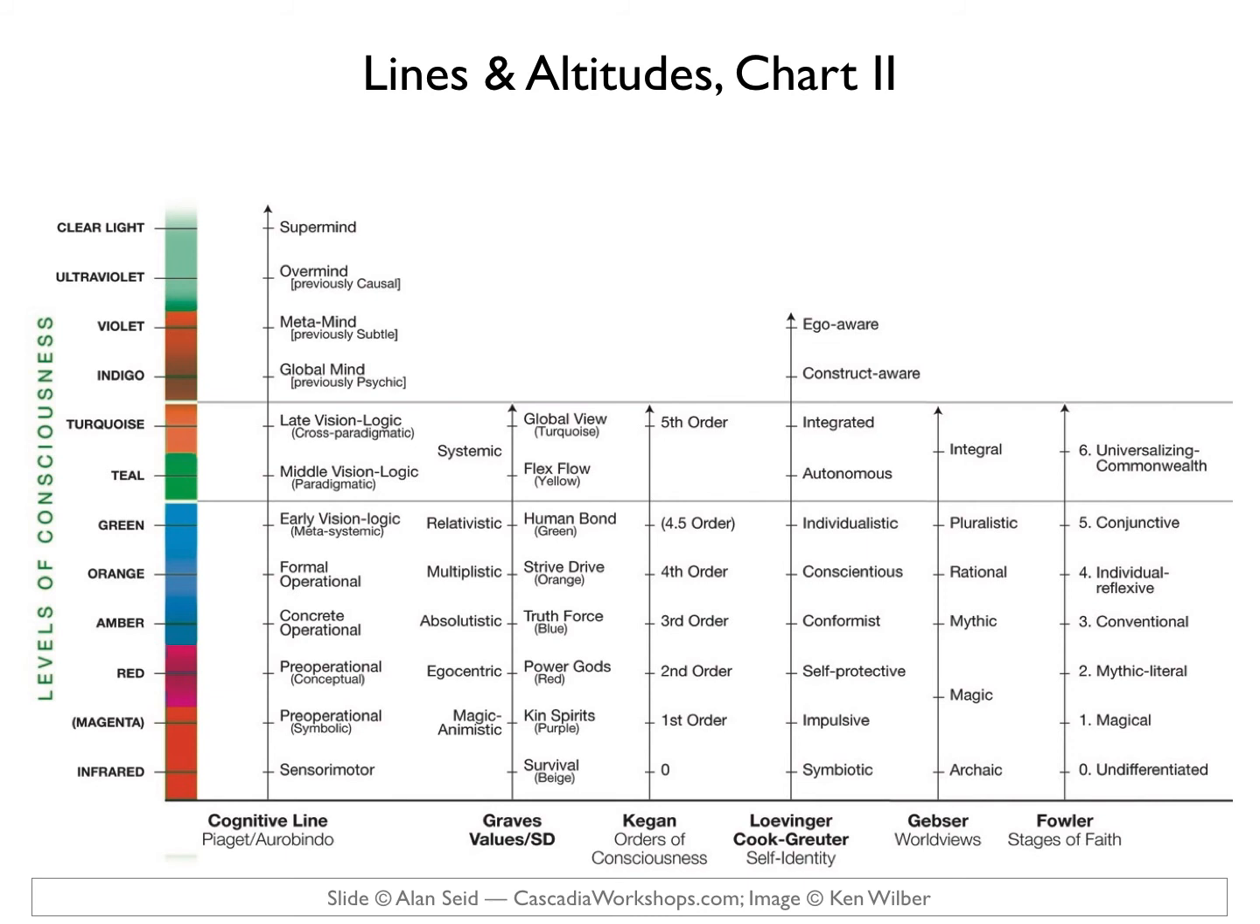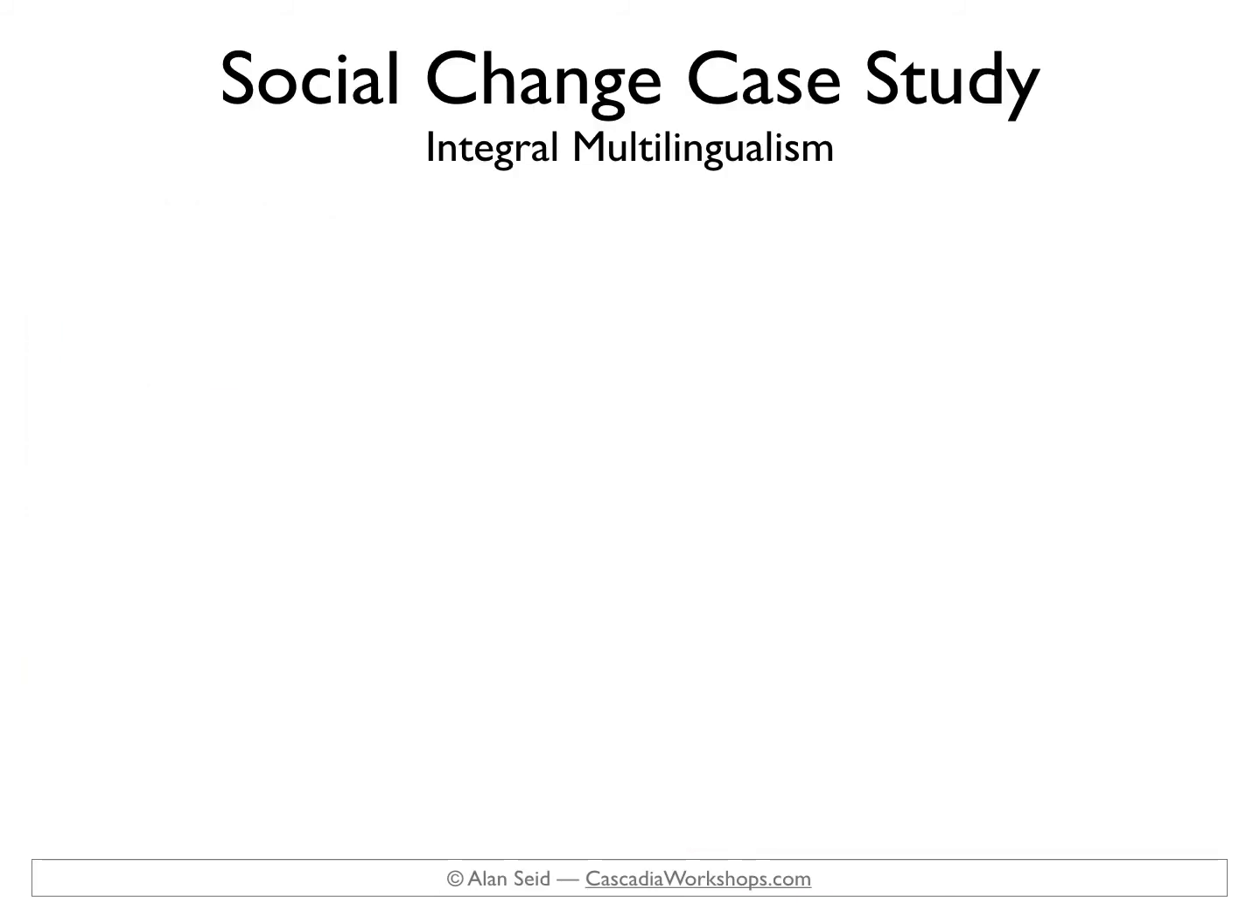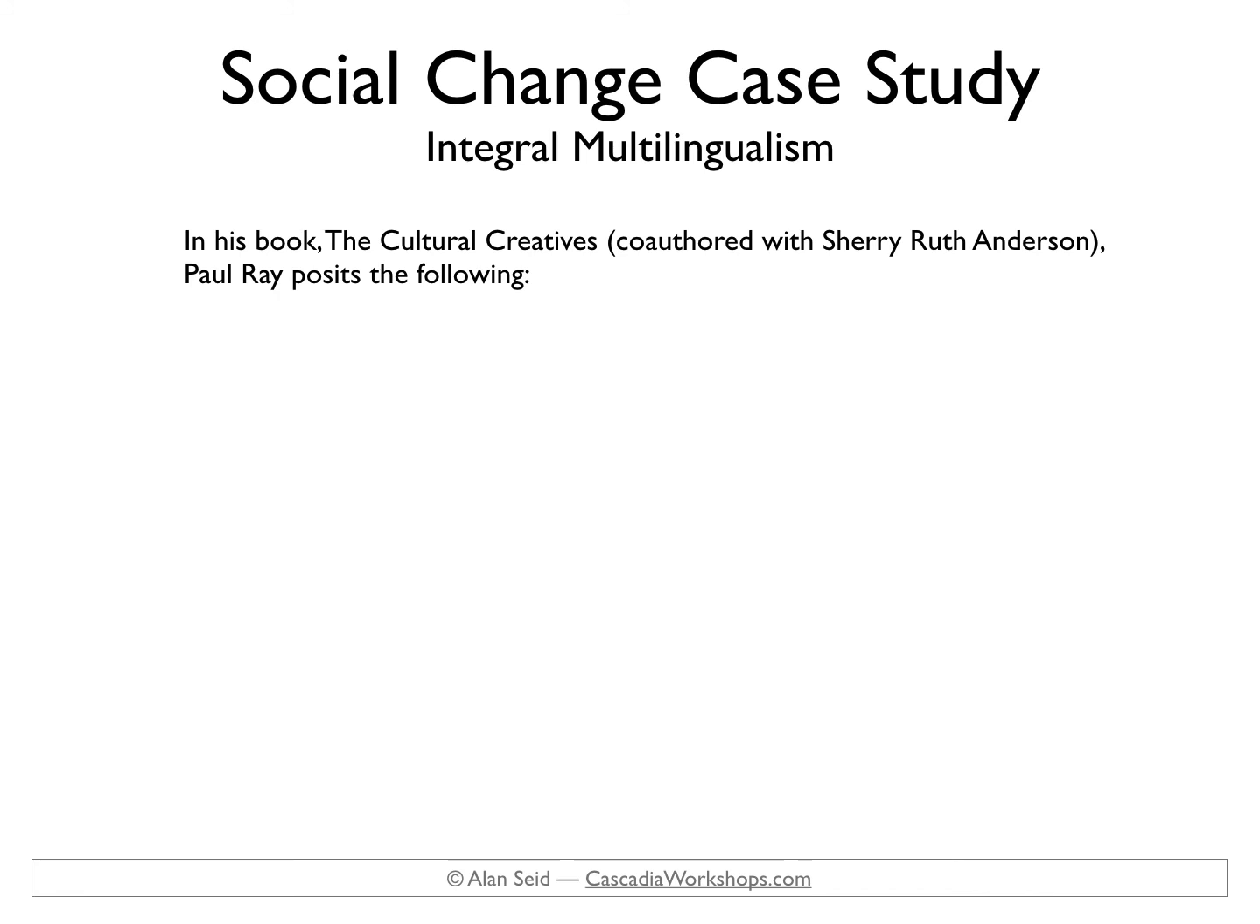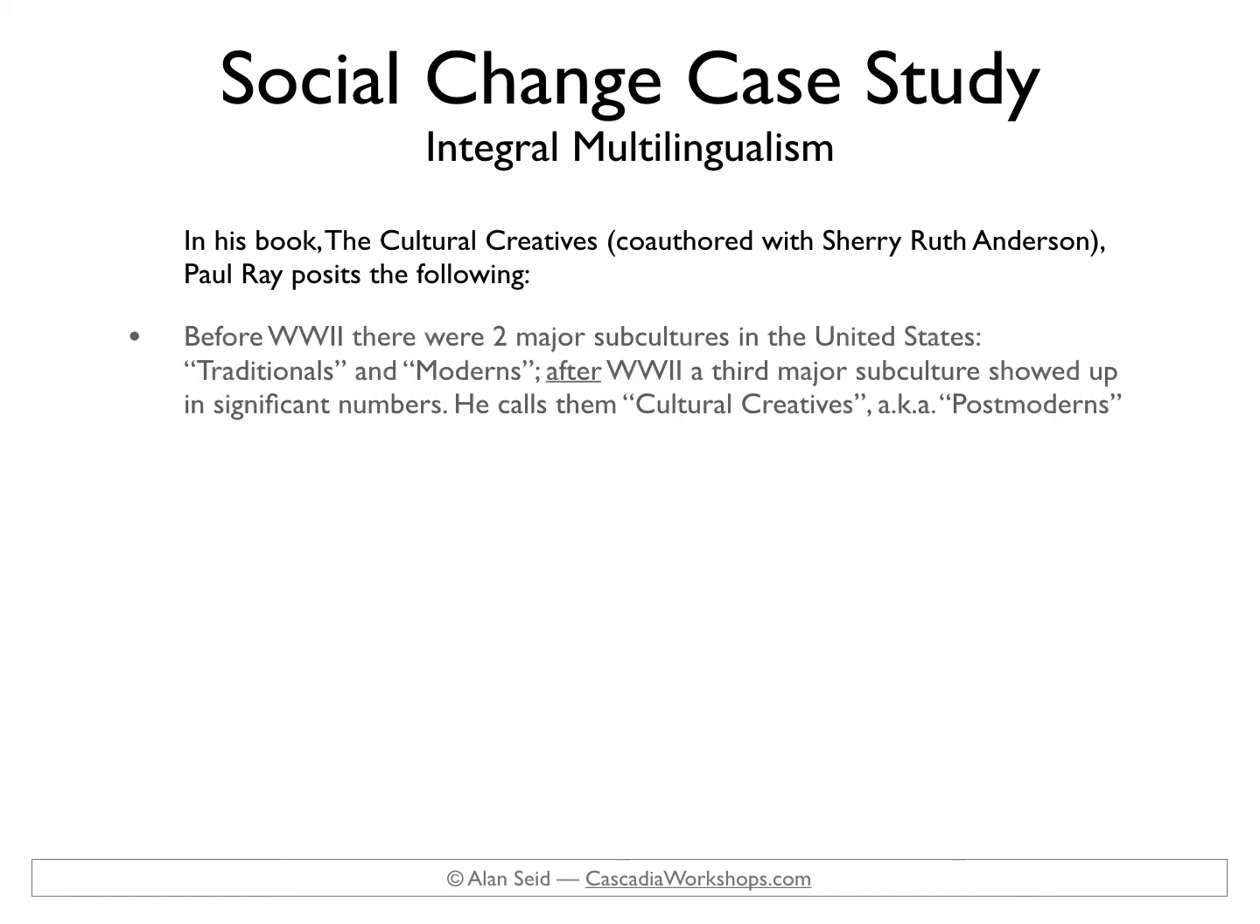So how does this apply in the real world? Let's look at a social change case study. And I'm using a fancy term that I did not come up with. I first heard it from Ken, integral multilingualism. So just to give you a little background, in his book, The Cultural Creatives, which was co-authored with Sherry Ruth Anderson, Paul Ray posits the following. He proposes that before World War II, there were two major subcultures in the United States. He calls them traditionals and moderns. And after World War II, a third major subculture showed up in significant numbers. He calls them cultural creatives, which we also know as postmoderns.